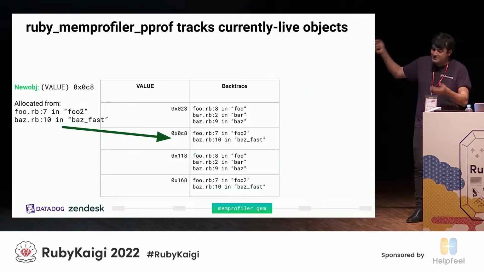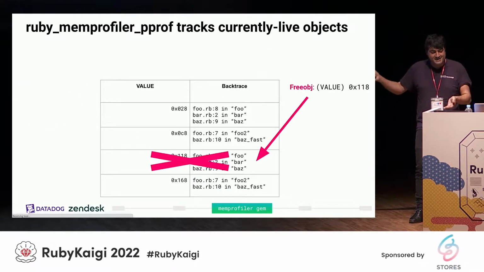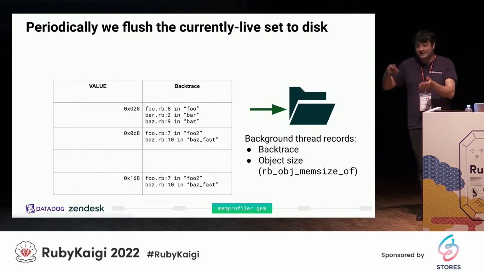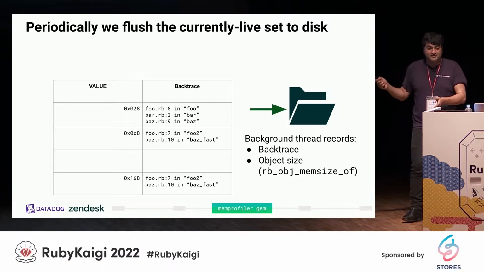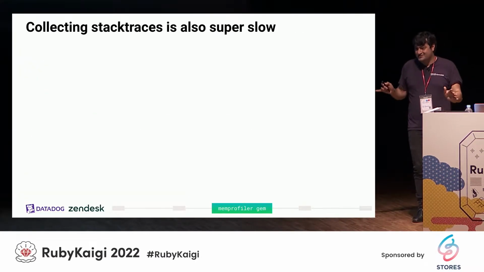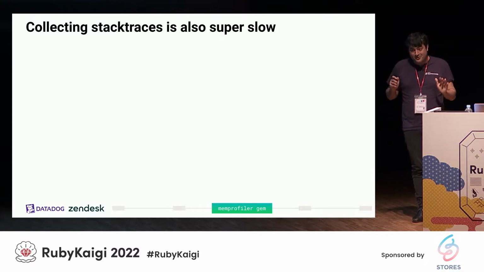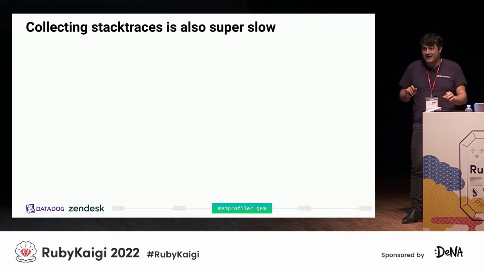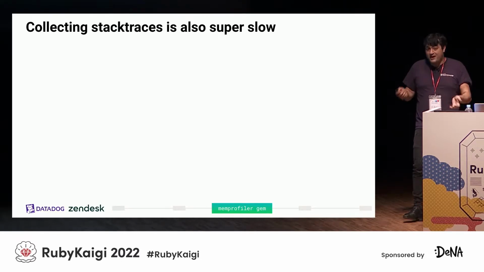We put things into a hash when objects are allocated, take them out of the hash when they're freed, and periodically flush the contents of that hash to a background thread. All right. So we're sampling 1 to 2% of allocations, and the problem we came up with is that even if we're only sampling a few allocations, and mostly the trace point is doing nothing, it was still way too slow.